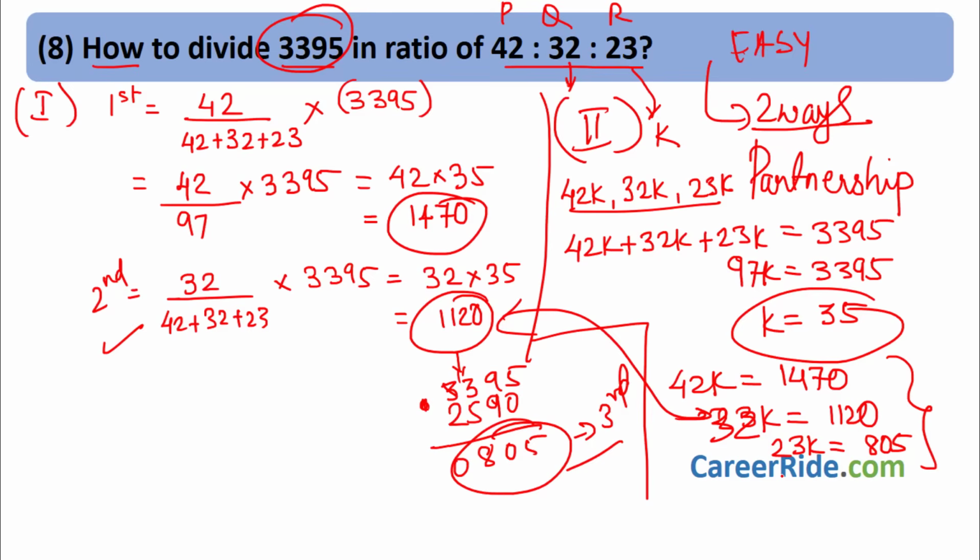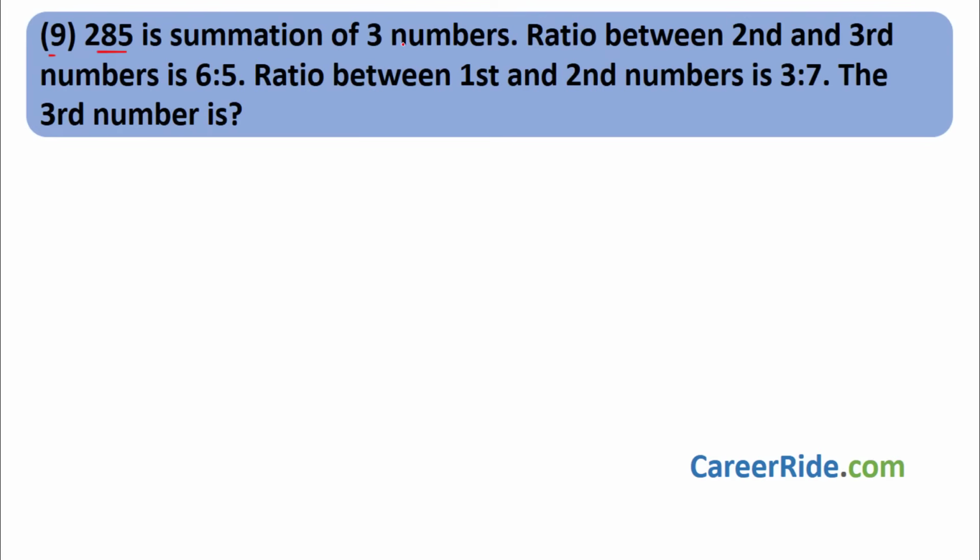Moving to question number 9. 285 is the summation of 3 numbers. The ratio between the second and third numbers is 6:5. The ratio between the first and second numbers is 3:7. The third number is... again a very easy sum. Let us see how to solve it. The ratio between the first and the second number is what?